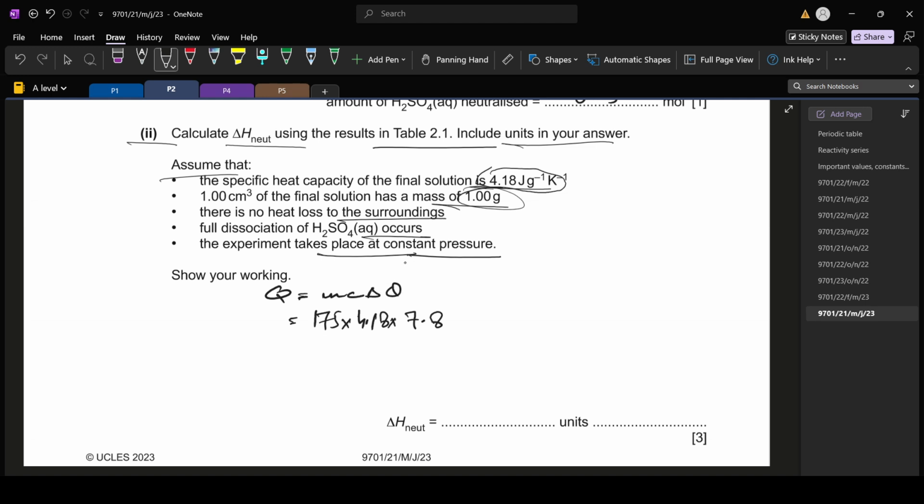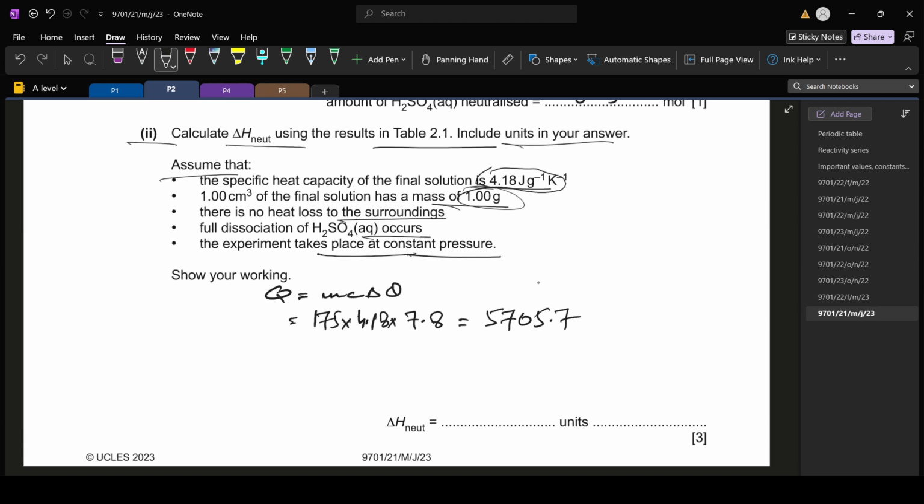Okay, so it's going to be negative. You can write it negative. Just forget about the negative sign for now. So 5705.7. Okay, so that's your energy.